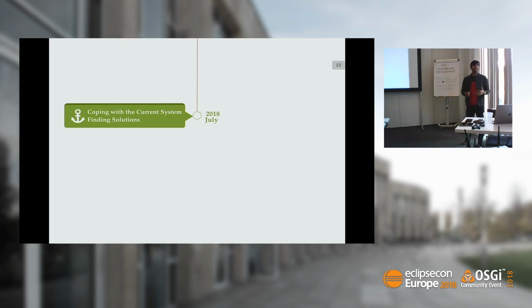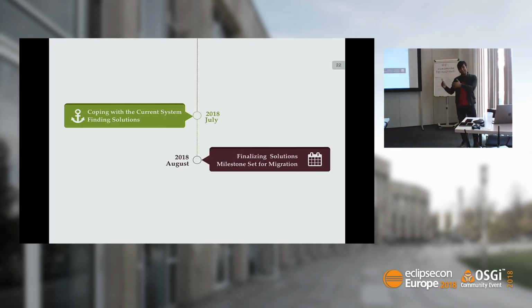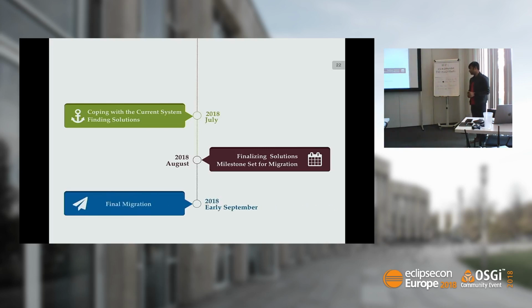So we kind of needed the same artifacts to be generated from the Bndtools workspace. So we are also striving really hard to find solutions. Once the solutions have been finalized, we set a proper migration milestone, and we didn't have a specific date though, we had the month only. And we also wanted to have a dry run to make sure that all the artifacts generated from the Bndtools workspace are also working properly on the home bases or on the gateways. Once the dry run was successful, then finally we did the final migration in early September.